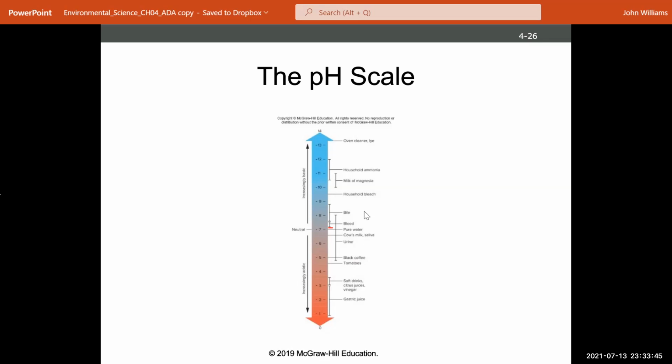Now, basic solutions are things like your cleaners, like bleach, ammonia, and usually things that you take to help with acid indigestion. The chalky taste is because you're getting a basic solution or compound to take up those hydrogen atoms and to remove them from your digestive system.